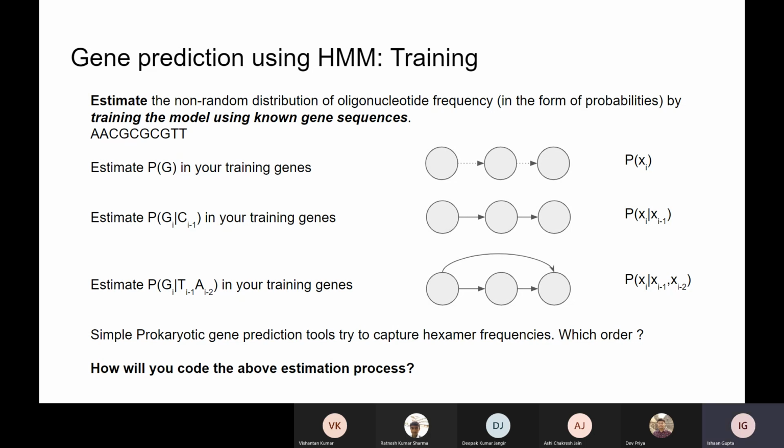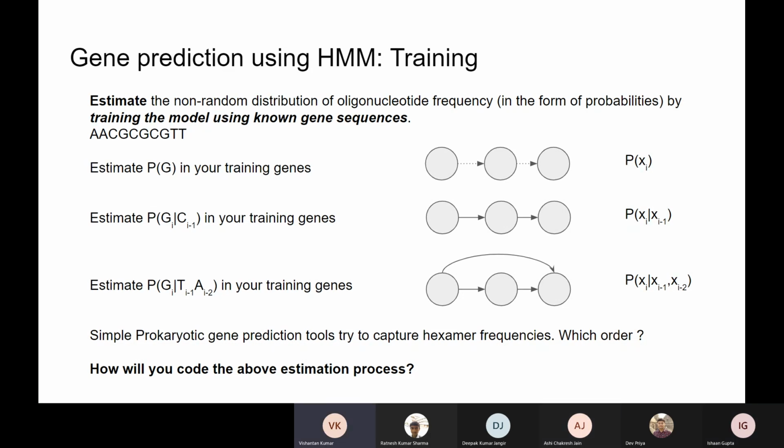So if I were to capture hexamer frequencies, what order Markov model would I be looking at? 5. What would be the order of the model for hexamer frequencies? So 6. No, sir, it should be 5, right? I say 5. Sir, what is hexamer here? If you can describe. Hexamer means a 6mer. Hex is 6. Yes, sir.